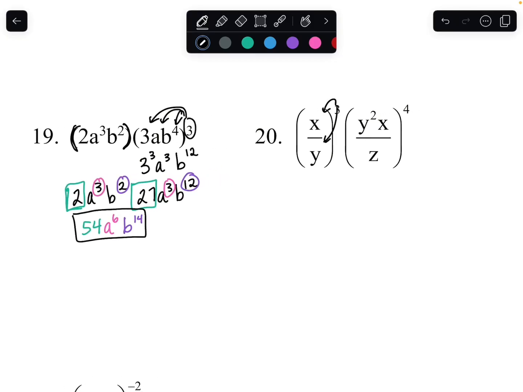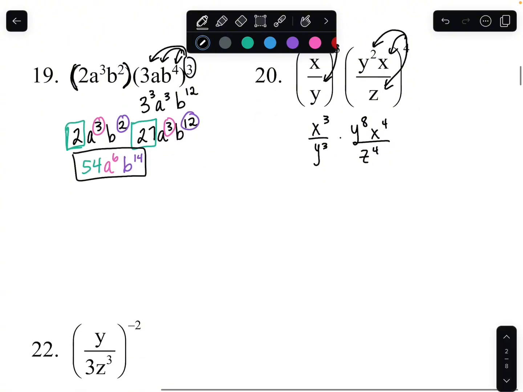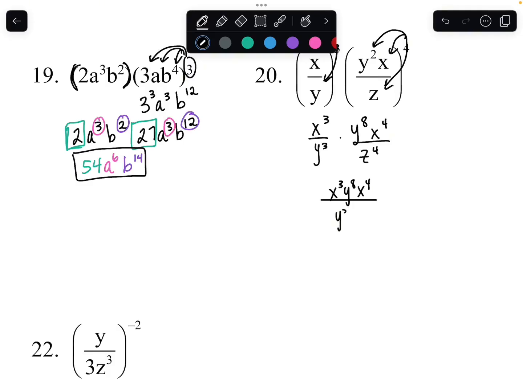Here we need to distribute the 3. So I get x cubed over y cubed. And then I need to distribute this 4 to 3 places. The y already had an exponent, so that becomes an 8. X gets the 4, and z gets the 4. Now, when you're writing your expressions, only write one fraction to multiply the top and multiply the bottom. And you want to write each variable one time.